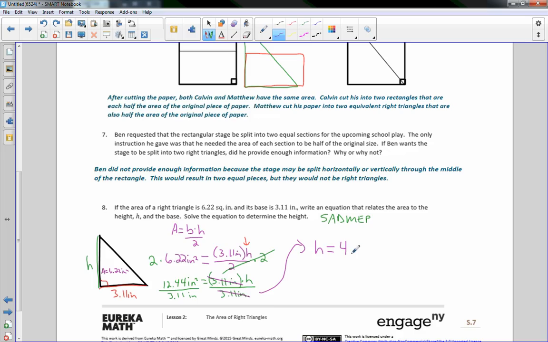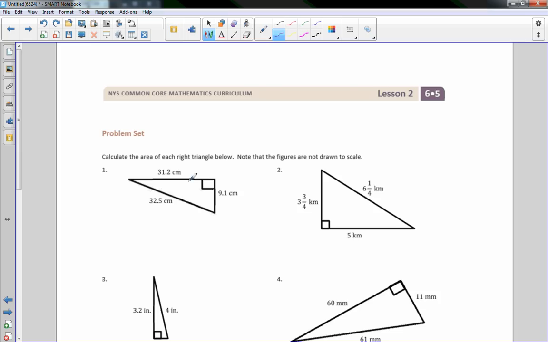So the height is 4 inches, because inches squared divided by inches leaves inches on top. One cancels on top and the one on the bottom, that leaves one on top. So my answer is 4 inches. The height is 4 inches. Okay, that is the end of lesson 2. Go do your problem set.